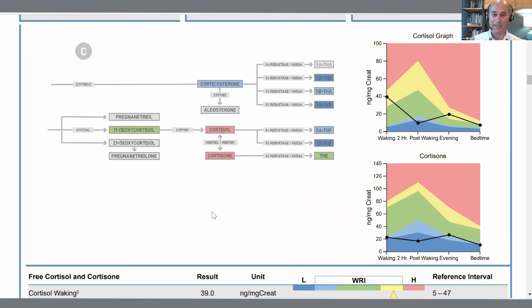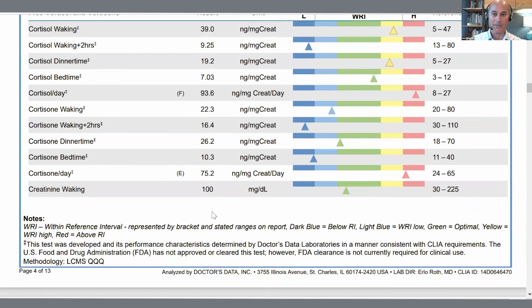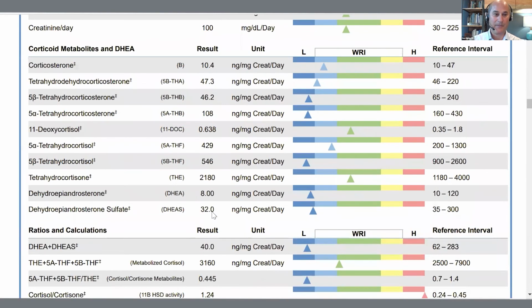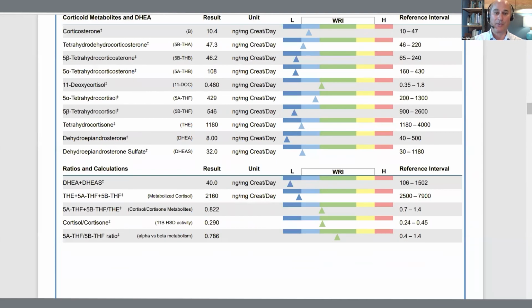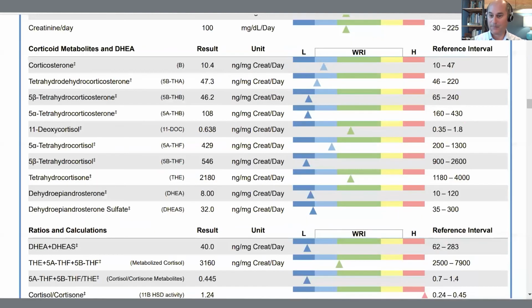Oh, and let's look at the DHEA first too. Give DHEA some credit here. Where's the DHEA at? DHEA is also low, okay? So DHEA is low, and we've got this erratic cortisol rhythm on this one. So let's take a look.